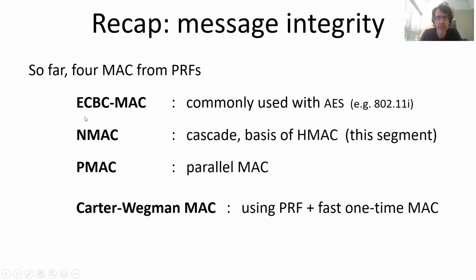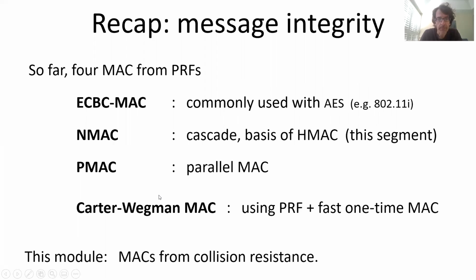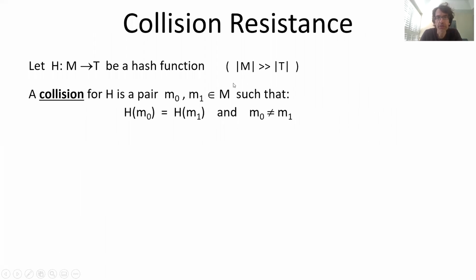We have seen ECBC, NMAC, the nested MAC, the parallel MAC, and the last few slides, which I didn't go over, cover the Carter-Wegman MAC. It came from the information-theoretic MAC and needs just a single instance of a PRF. We skipped that one, but it's on the slides. Now we'll show that a collision resistant hash can also implement a MAC. What is collision resistance?